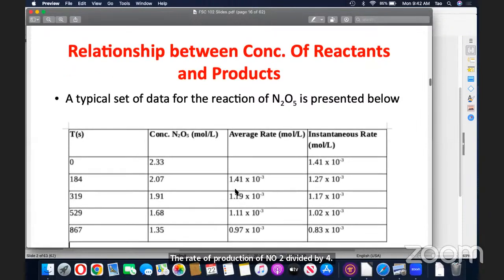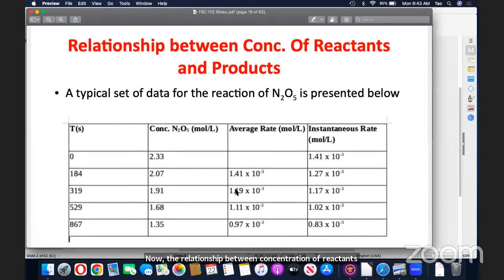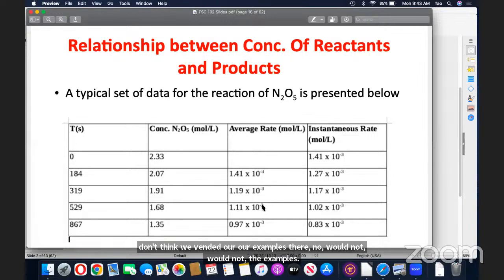Now, the relationship between concentration of reactants and products. We still have examples where we're going to have complete examples for those analogies, really. But I just want the analogy to be clear. So don't think we've ended our examples there. No, we've not ended the examples. Now, this is just an example of what you do when you're looking at the rate of reaction.